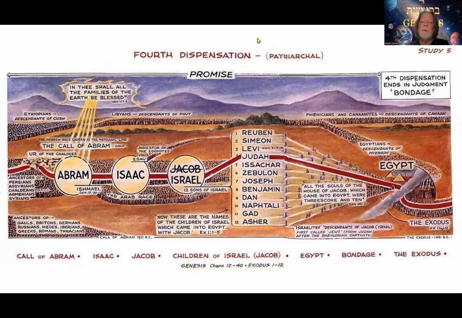This is the dispensational chart that we have been looking at for quite a while in our studies. It is about the age of promise that begins with the call of Avram, as he was called before God changed his name to Abraham. And then we follow the story of Abraham through successive generations, which included his son of promise, Isaac, and Isaac's son, Yaakov or Jacob. And God, in the study for this evening, will change his name to Israel.